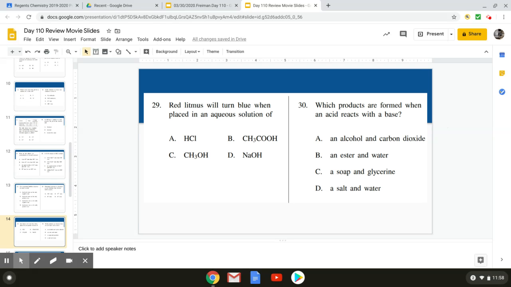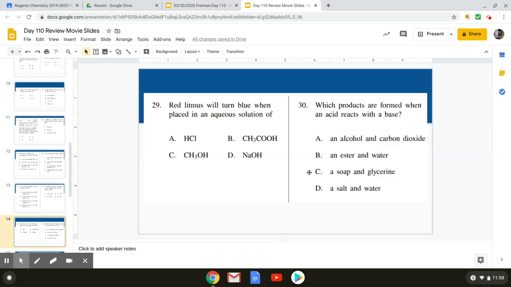For number 29, red litmus will turn blue when placed in an aqueous solution of, so you had to look at your Table M for this one, and red litmus turns blue in a base. So we have sodium hydroxide being our base. Remember, it's not CH3OH, that's an organic alcohol.